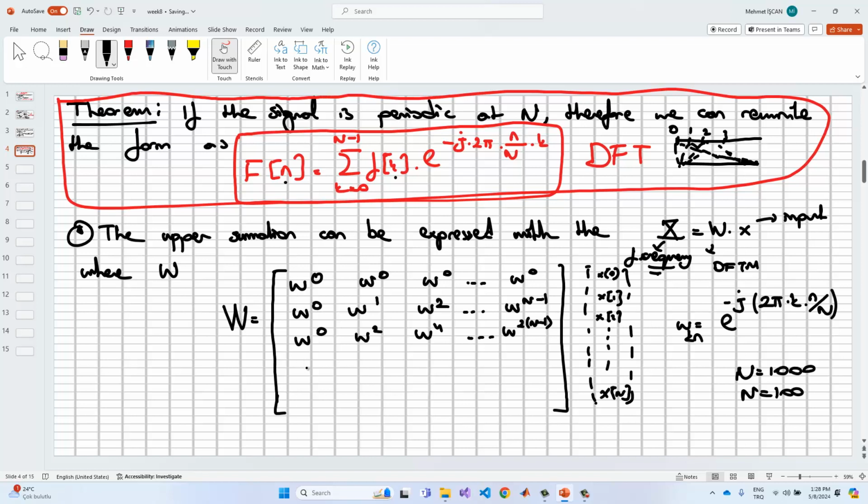And so in the fourth case W^0, and what is the next term in here? 3. And what is the next term in here? 6. And so on, up to 3 times (n minus 1). And so in the last case we have W^0, W^(n-1), W^(2(n-1)), and after all W^((n-1)(n-1)). Okay? So this is our discrete Fourier transform.